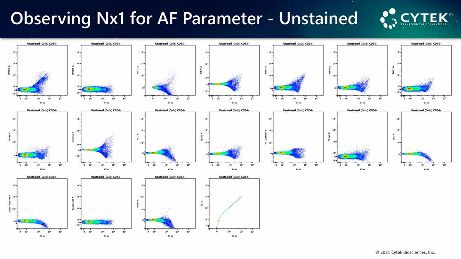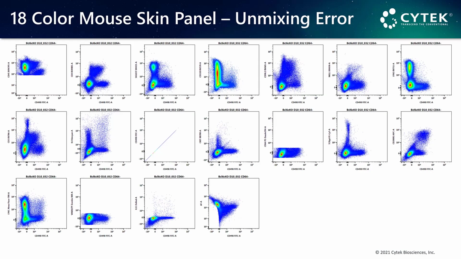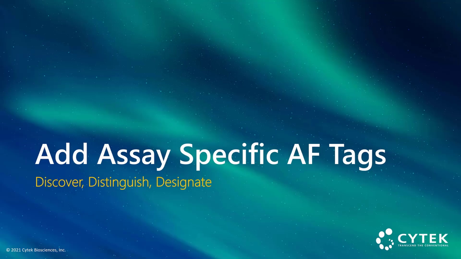What that error means to us in our multicolor sample is unmixing error from the AF fluor into other parameters, resulting in unexpected populations in several parts of our panel. In this slide, we observe a negative arc into FITC, which results in an indistinct negative population when looking at CD49B versus CD11B, so that we cannot gate our populations correctly. The way that we correct for this is by adding assay-specific autofluorescent tags using our Discover, Distinguish, Designate workflow. So let me walk you through this workflow now.